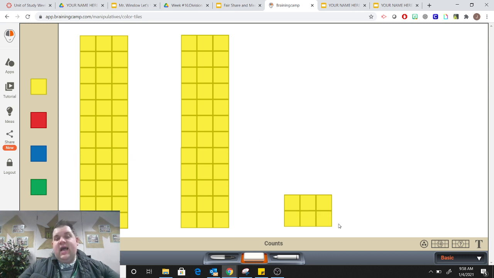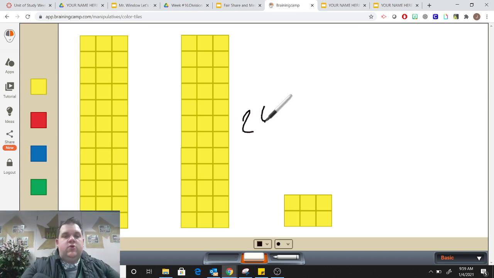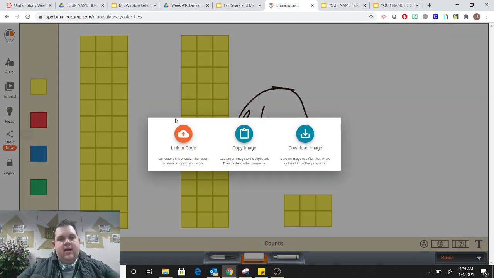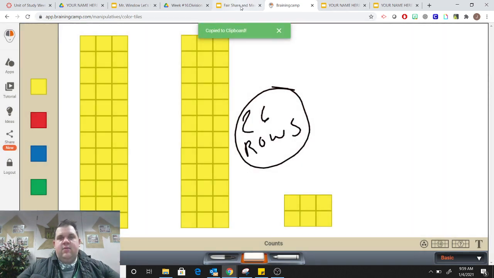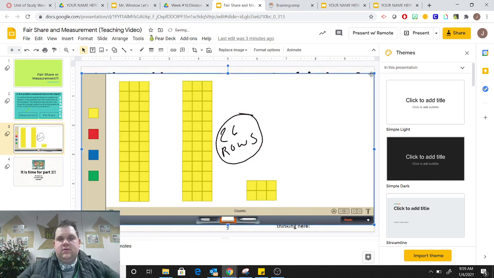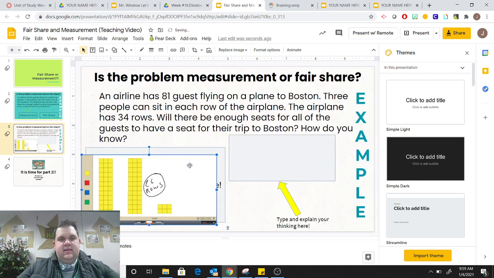So now we need to decide how many rows there are. Well, here's 1, 2, 3, 4, 5, 6, 7, 8, 9, 10, 11, 12. Here's 12 more, so that's 24, 25, 26. There's 26 rows of 3 people. So our answer is 26 rows. So I'm going to go ahead and copy and paste this. I'm going to click the share, copy image, and then bring it over and double tap to paste and put it inside this box.